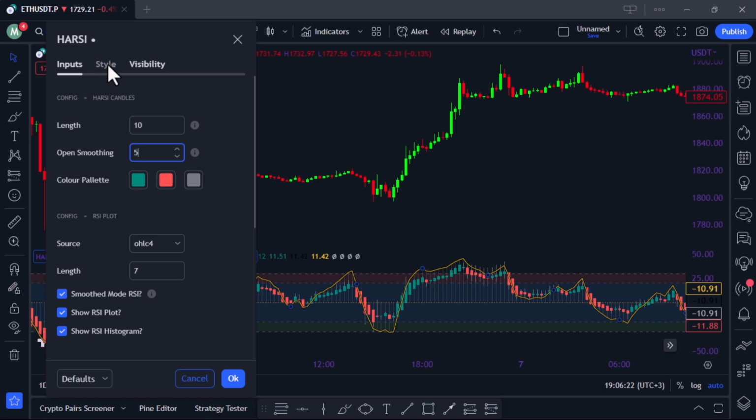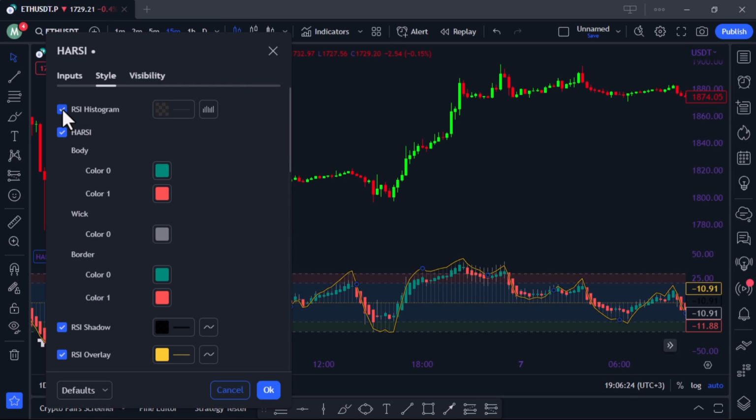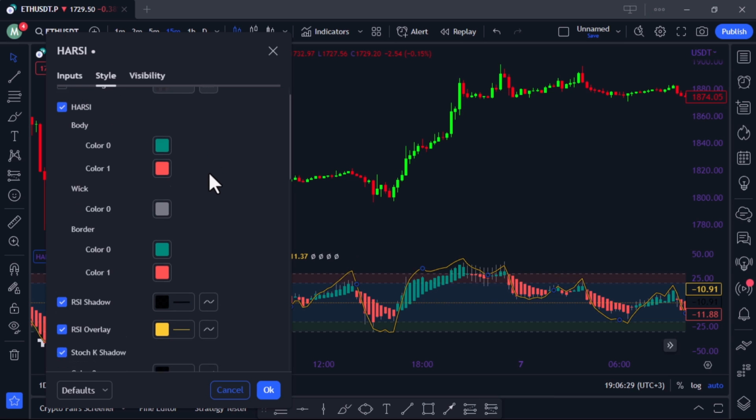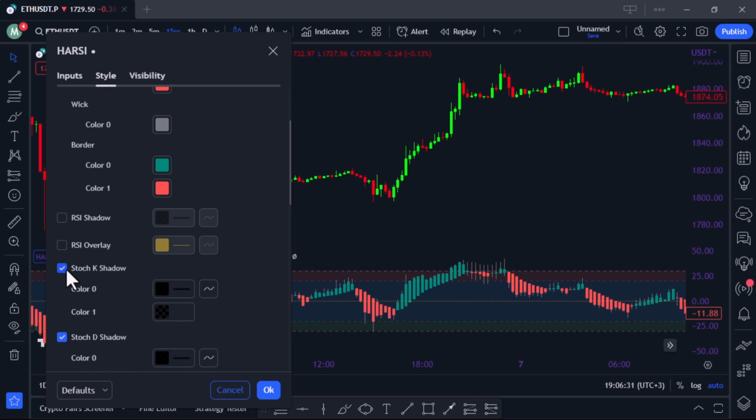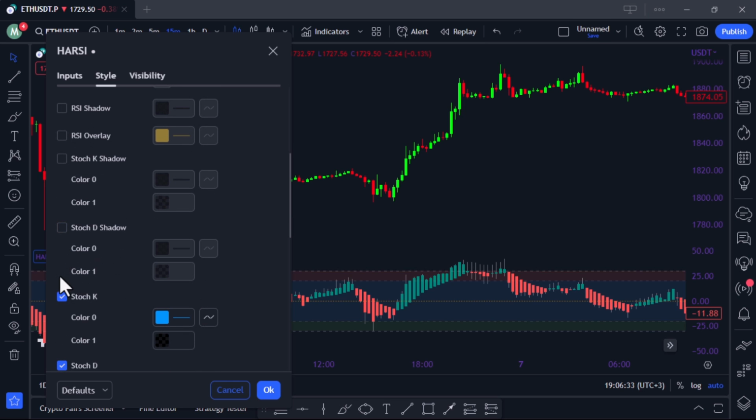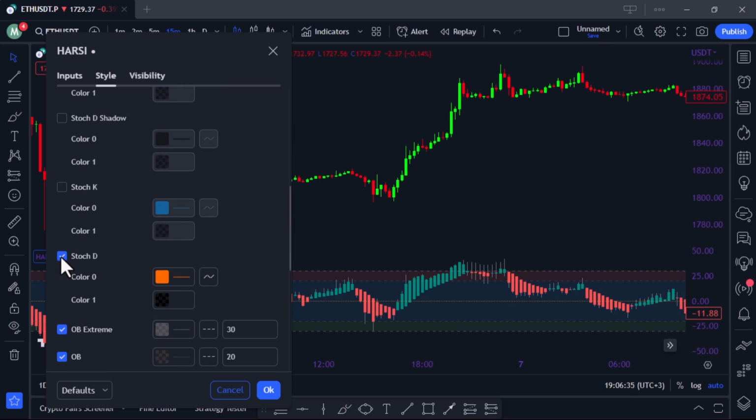Now that we have changed the input settings, we will be changing the style settings. Here we will first be removing the RSI histogram overlay and shadow. After that, we will remove all of the stochastic components.